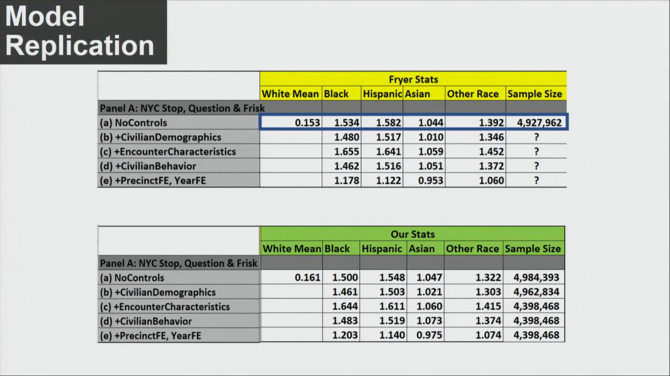So the table at the top, that's Fryer's results, and the one at the bottom are our results. So what's going on here? If we look at the first row of Fryer's results, the first column says white mean, and the row says no control. No control basically means we're using race as the only predictor.